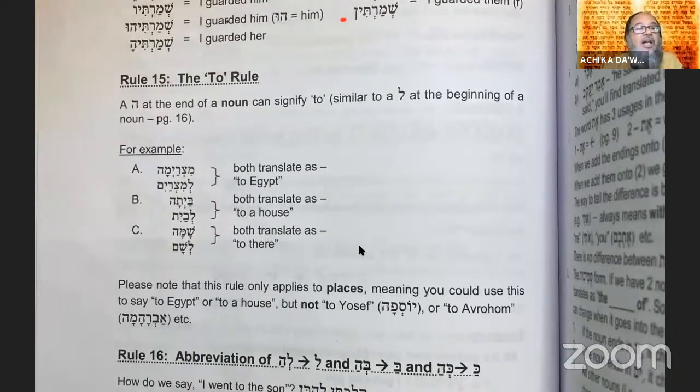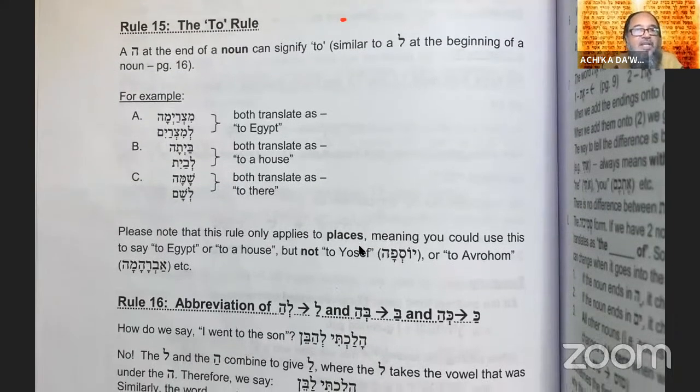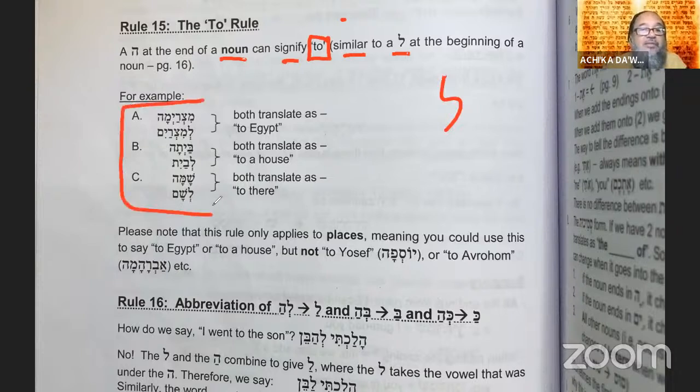Okay. Rule number 15. It says a hey at the end of a noun can signify "to." I know before in lesson number 1, a hey on the end of a word would tell us that it's feminine. But here's another rule. The hey on the end of a noun can signify this word "to." It's similar to the lamed that we talked about, meaning "to," a preposition, to somewhere. Here are a few examples, and it's only going to apply to places. It's not going to apply to anything else.